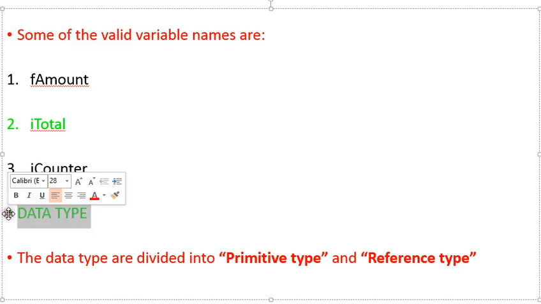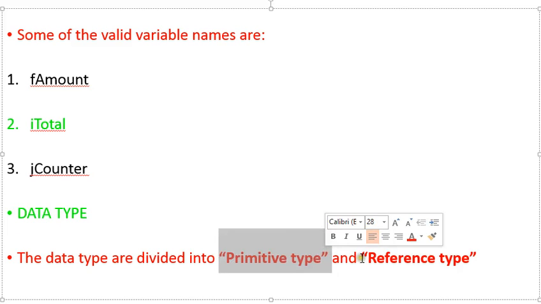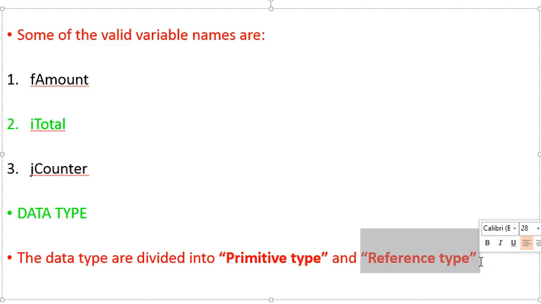Now we said when defining a variable we have to define 2 things. One, the name of the variable, and the second one is the type of the variable. So let us look at the data types we have. The data types in computer are divided into two. One type is called primitive type and the second one is called a reference type.